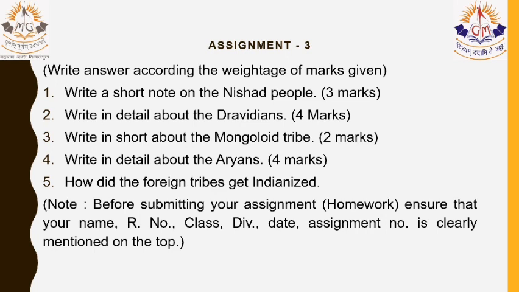Now we come to assignment 3 of the third lecture of chapter number 1. Question number 1, marks weightage is given so that you need to answer the question according to the marks given in the bracket. Write a short note on the Nishad people, carries 3 marks. Question number 2, write in detail about the Dravidian, it carries 4 marks. Write a short note about the Mongoloid tribe, that carries 2 marks. Write in detail about the Aryans, that's quite a long answer, it has 4 marks. How did the foreign tribes get Indianized? That is a short question of 2 marks.